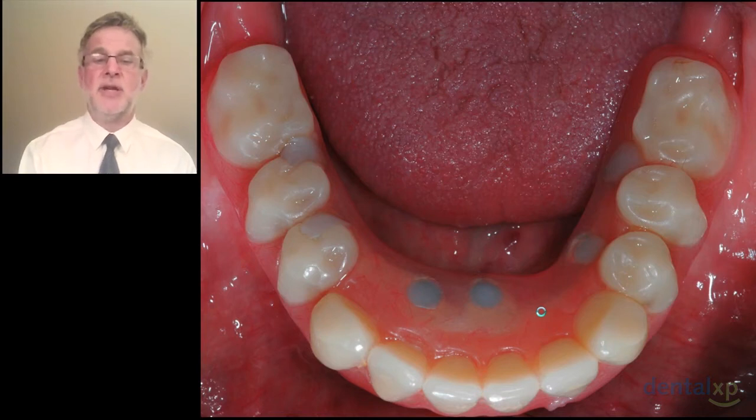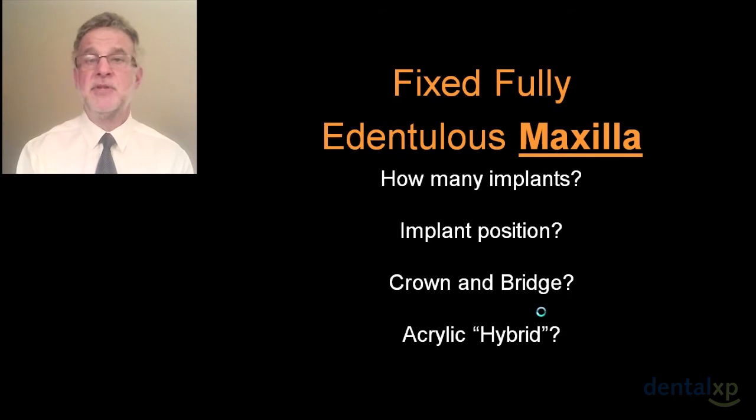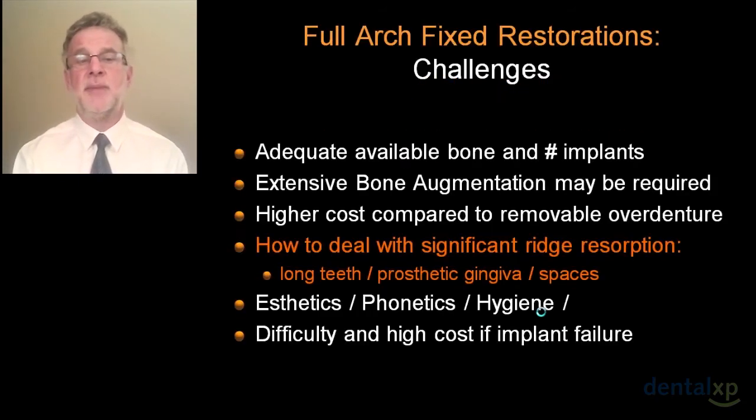So this patient has a huge ridge lap that will be very, very challenging for them to try to clean. And it happens in the mandible and even more so in the maxilla. So when we're looking at the fixed, fully edentulous maxilla, we need to ask ourselves, how many implants, where are they positioned? Will it be a crown and bridge design? Will it be an acrylic hybrid?